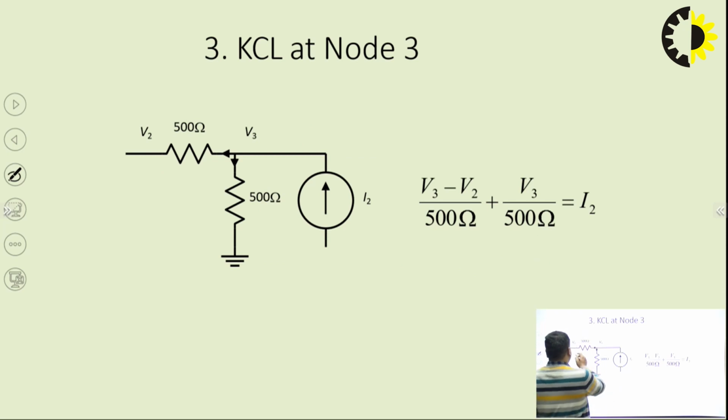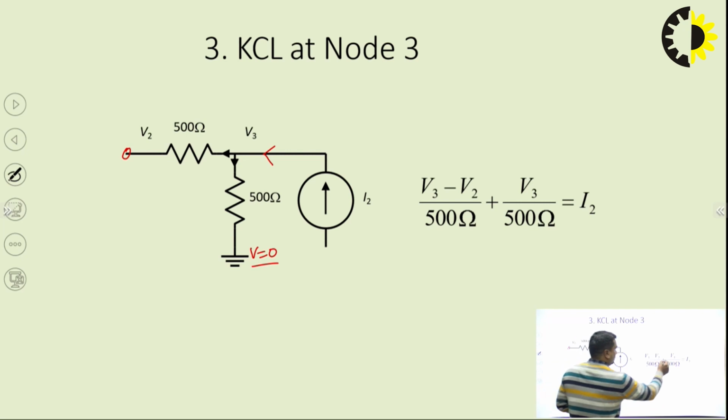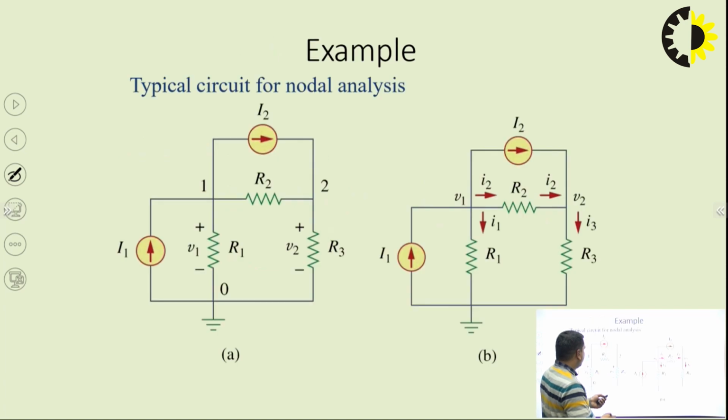At node 3, the same thing applies. Current I2 is the incoming current and these two currents are outgoing currents. So the summation of outgoing currents, that is V3 minus V2 divided by 500 plus V3 minus 0 divided by 500, equals I2. We can get three equations with the help of KCL.